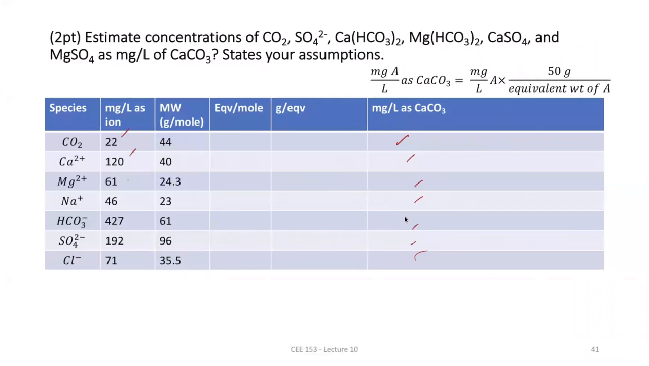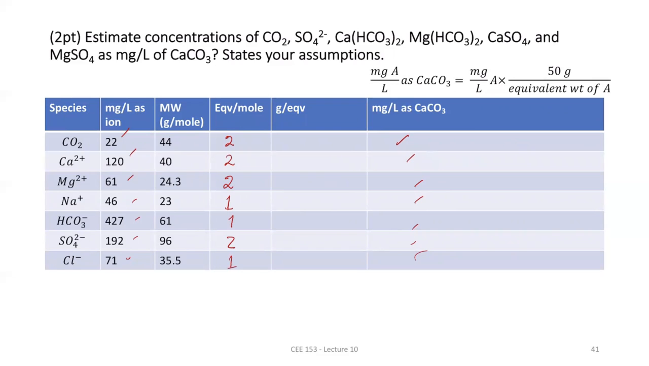That's something I already wrote here. These are all given to you. And we know the molecular weights of all these, carbon dioxide, calcium, everything is given. Equivalents per mole: carbon dioxide is two equivalents per mole. Calcium 2 plus charge, so there are 2. Magnesium 2 plus charge, so this is 2. Sodium only 1 charge. Carbonate 1 charge. Sulfate 2 charge. Chloride 1 charge. And then gram per equivalent.